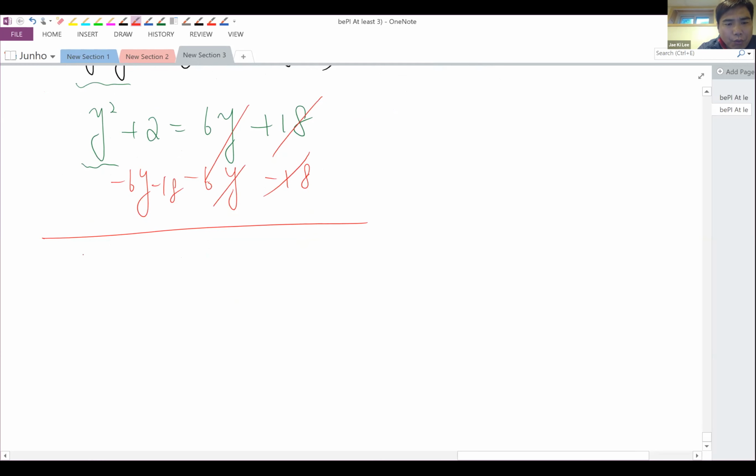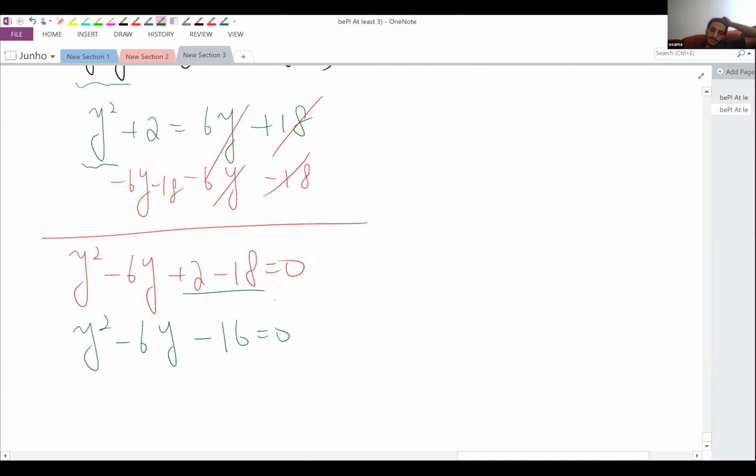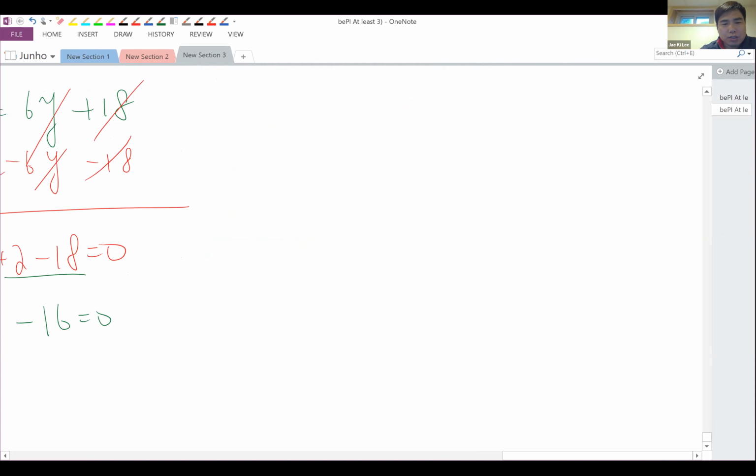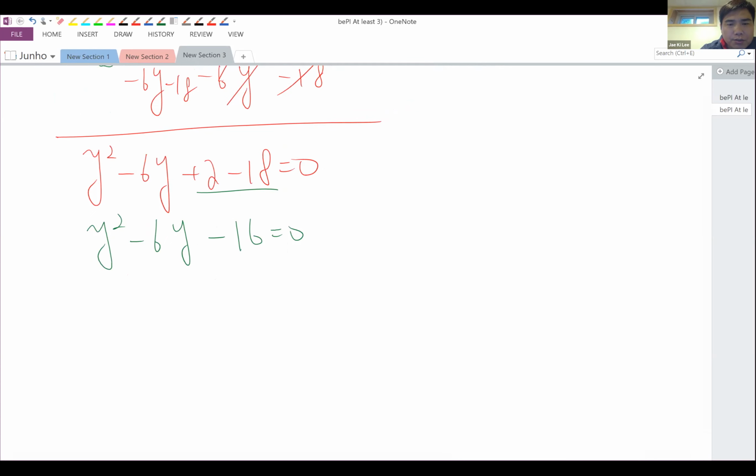So y squared minus 6y plus 2 minus 18 equal to 0. We combine like terms, then y squared minus 6y minus 16 equal to 0. Okay, now this is a quadratic equation totally. So now we're factoring.